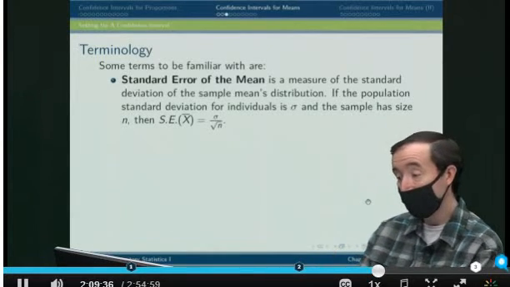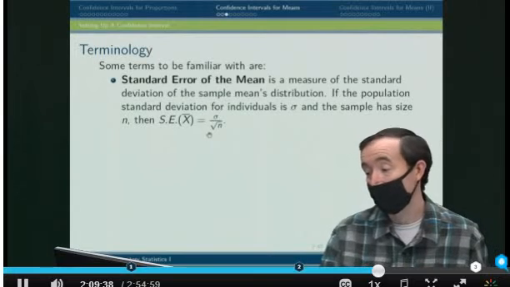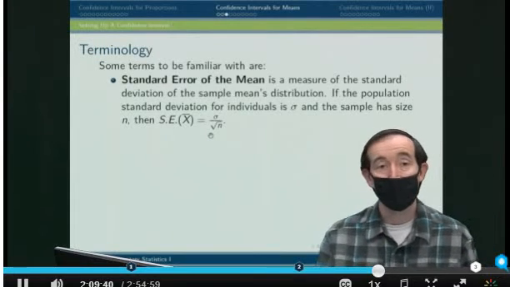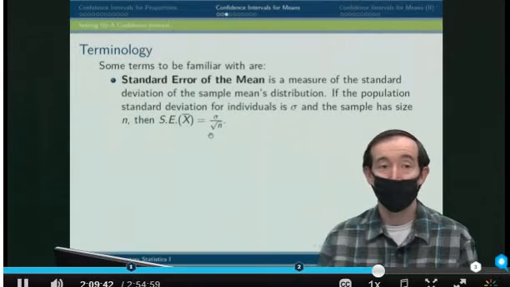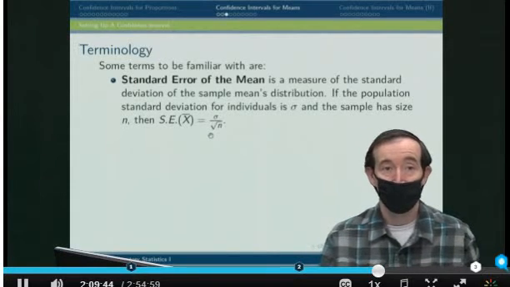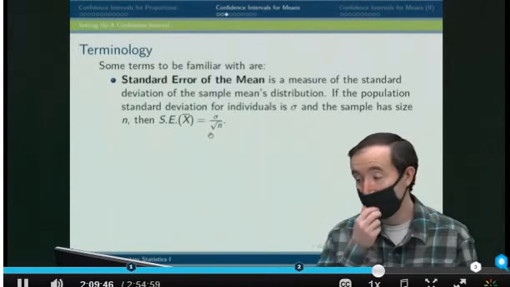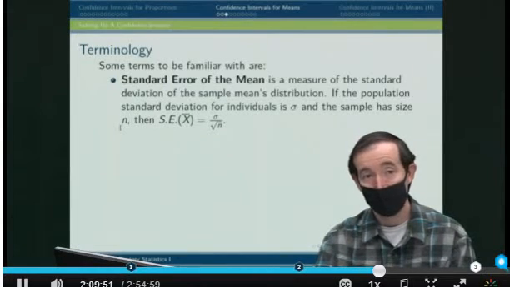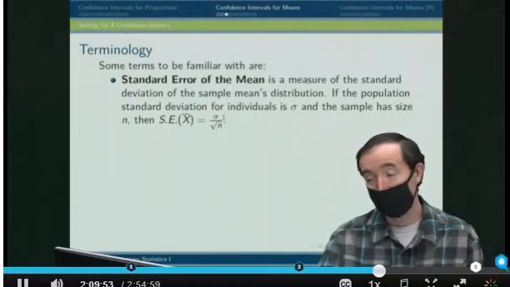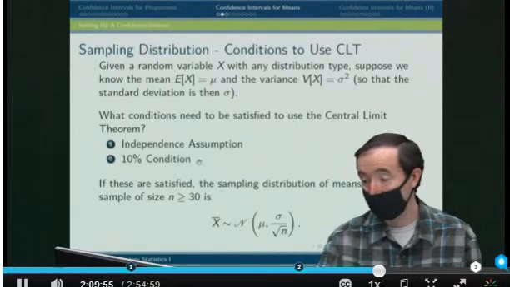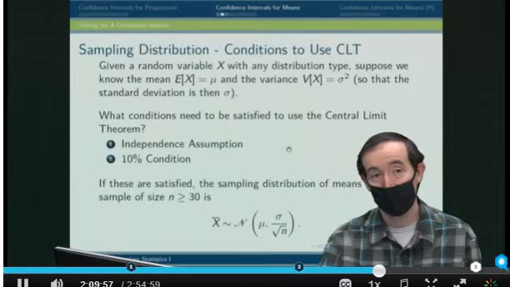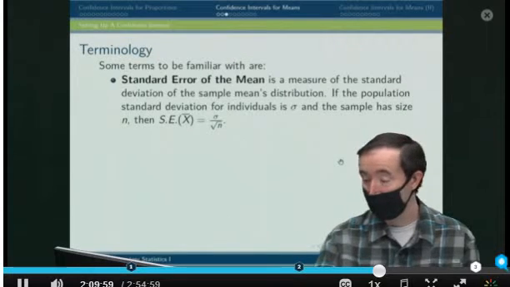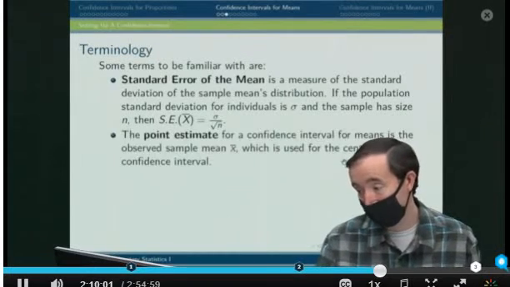The standard error of the mean is sigma over the square root of n, and that is the standard error of the sampling distribution of sample means. It applies as long as I have a sample size that's at least 30, as long as I know the population standard deviation, and as long as I have these two conditions satisfied. Okay. So that's the standard error of the mean.